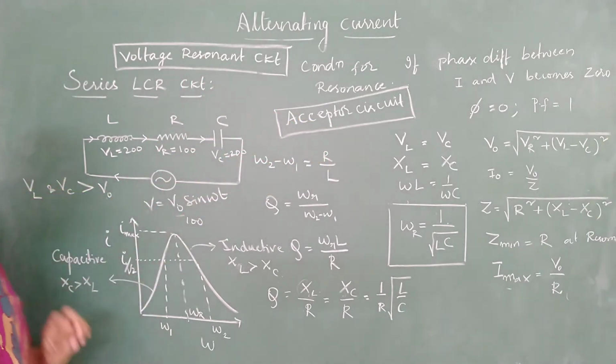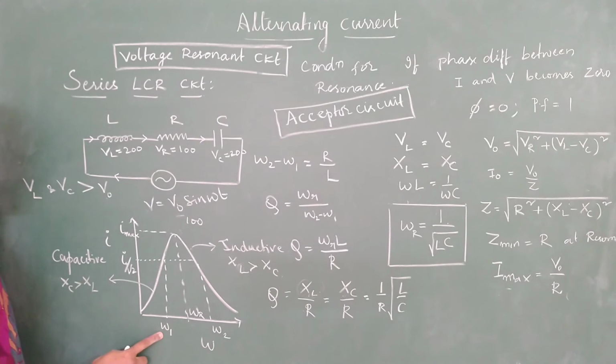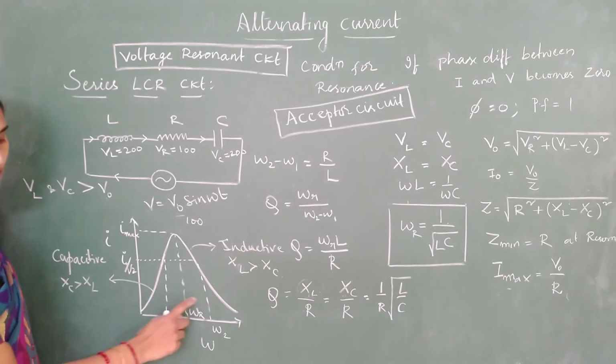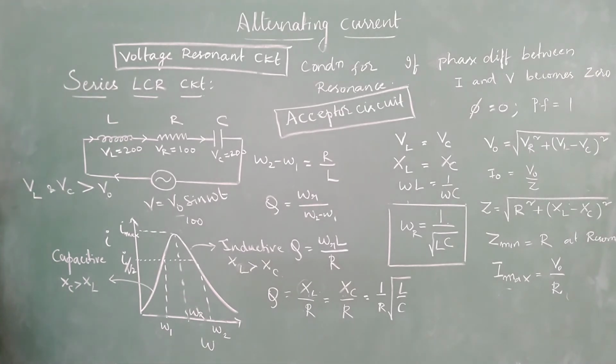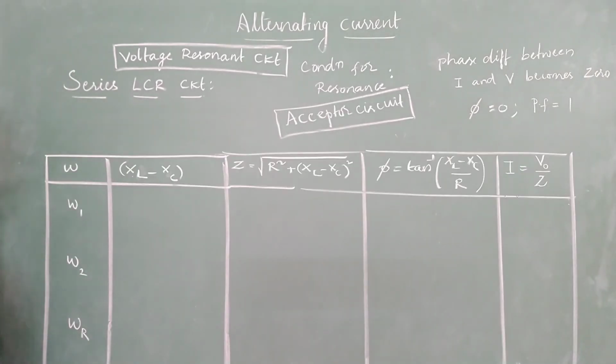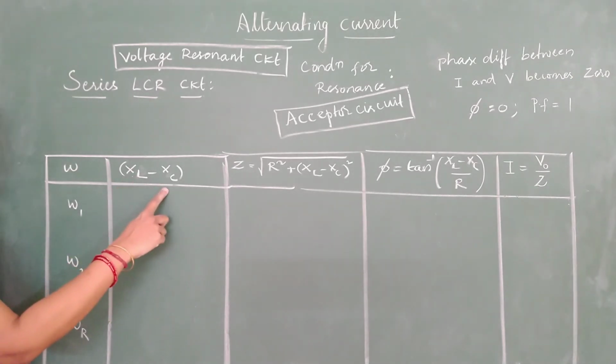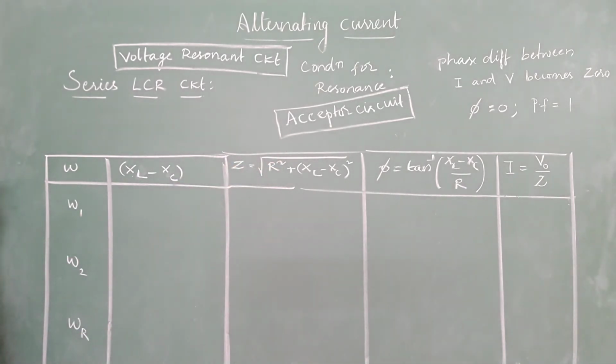Now let us quickly look into what will happen to XC minus XL, that means reactance, then current, impedance, and phase difference for 3 different frequencies. Okay, I will tell you the values of current, impedance and phase difference for omega 1, omega R and omega 2. So for a series LCR circuit, let us look at this table for different frequencies. These are the 2 frequencies at bandwidth or half power points, and omega R is the resonating frequency. We will find out the reactance, impedance, phase difference between current and voltage as well as the current. So start with omega 1.